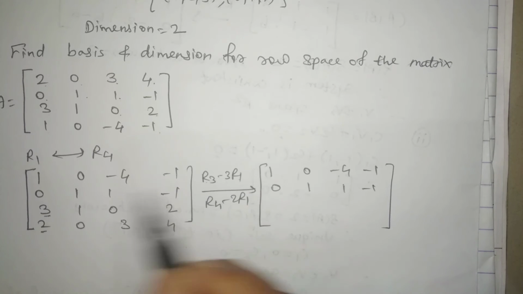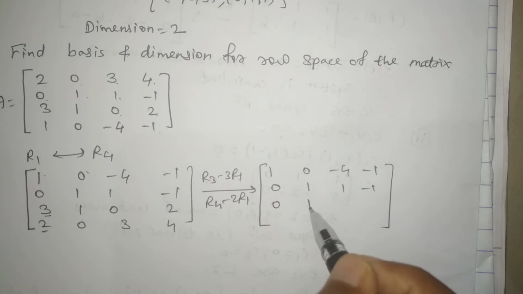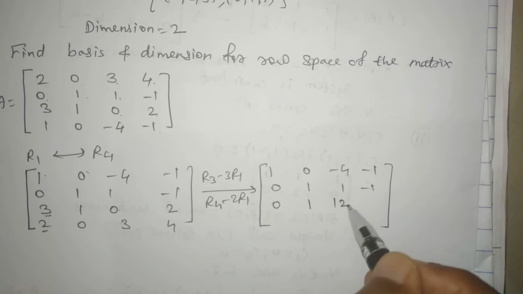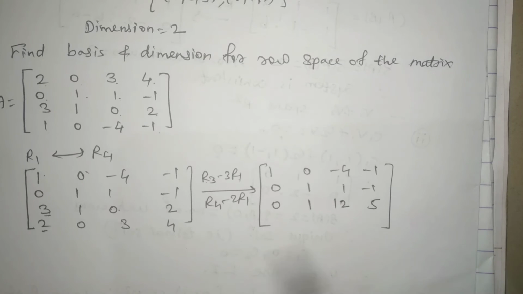Third row, R3 minus 3 times R1: 3 minus 3 is 0. 1 minus 3 times 0 is 1. 0 minus minus plus 3 times 4, that is 12. And 2 minus minus plus 3 is 5.